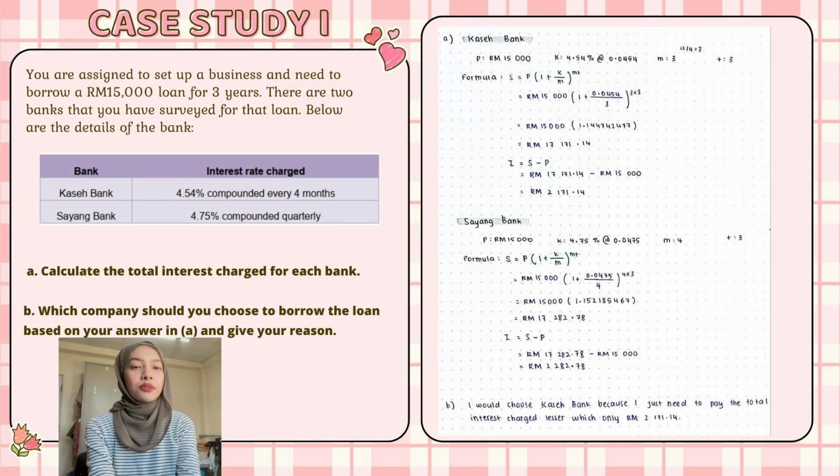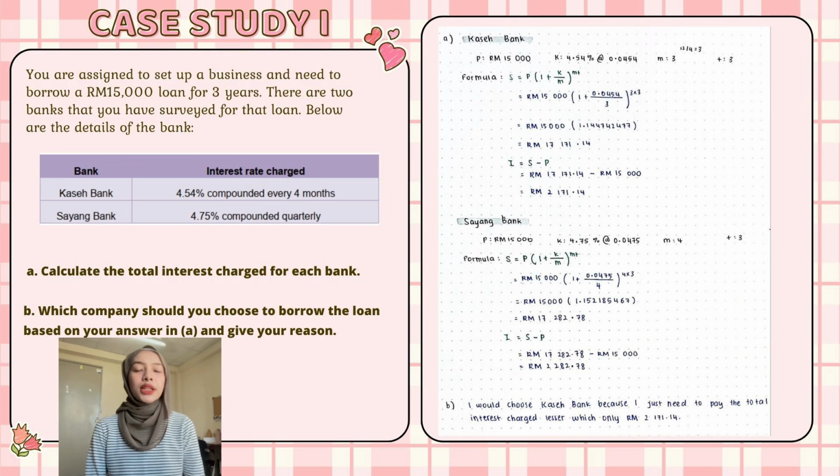Case study 1. For the first question, you are assigned to set up a business and need to borrow a 15,000 ringgit loan for 3 years. There are 2 banks that you have to pay for that loan. Below are the details of the banks. Kasih Bank, the interest rate charged is 4.54% compounded every month, and Siam Bank, the interest charged is 4.75% compounded quarterly. A. Calculate the total interest charge for each bank. B. Which company should you choose to borrow the loan based on your answer in A and give your reason.